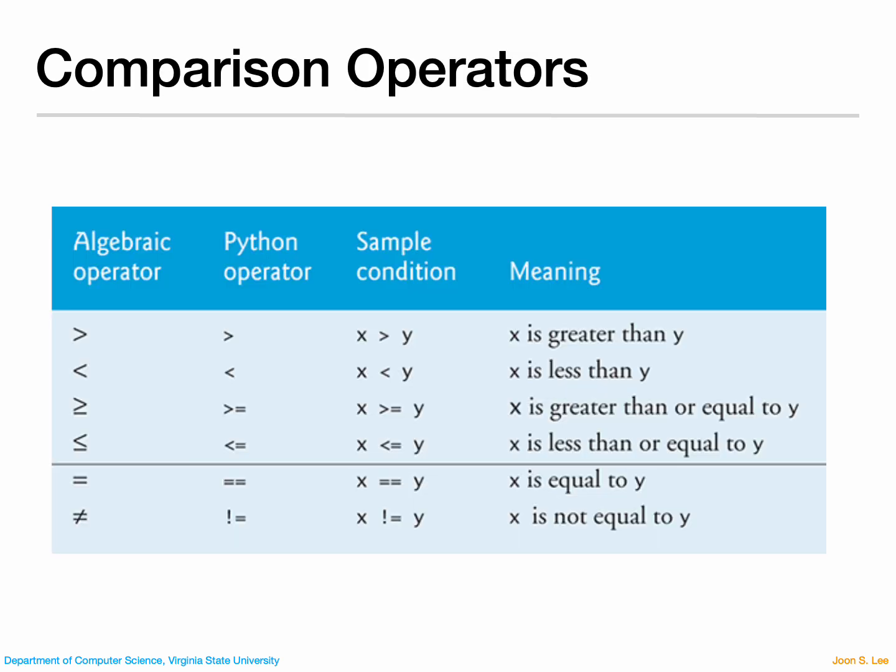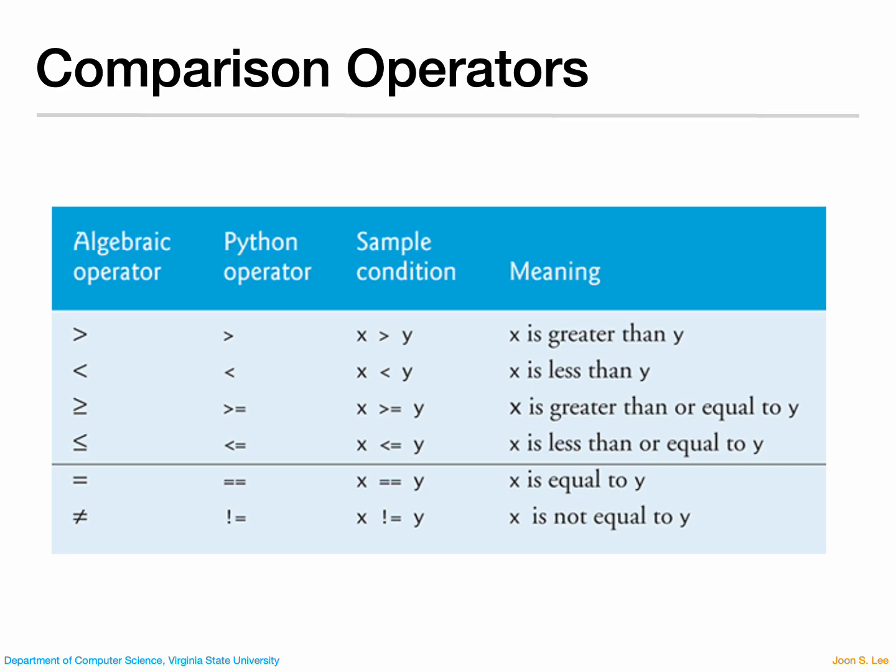When we write conditions in Python, we use comparison operators. Most of them are pretty straightforward, like greater than or less than. The ones that trip people up are the equal and not equal operators. In Python, to check if two things are equal, we don't use a single equal sign. That's for assignment.